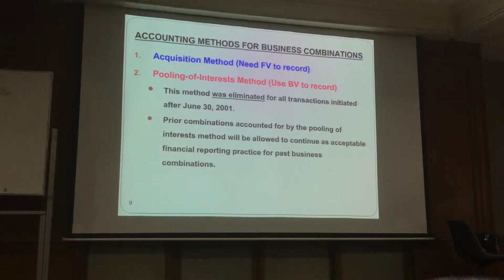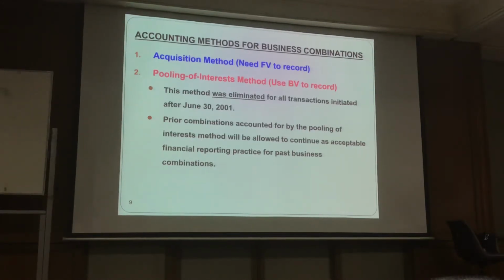So this one was eliminated almost 20 years ago, but it's come back in a form similar to pooling of interest. What's that supposed to be similar to pooling? It's a pooling anyway, but we don't want to get rid of the word pooling. Similar to pooling of interest applies to transactions between companies that are under common control.